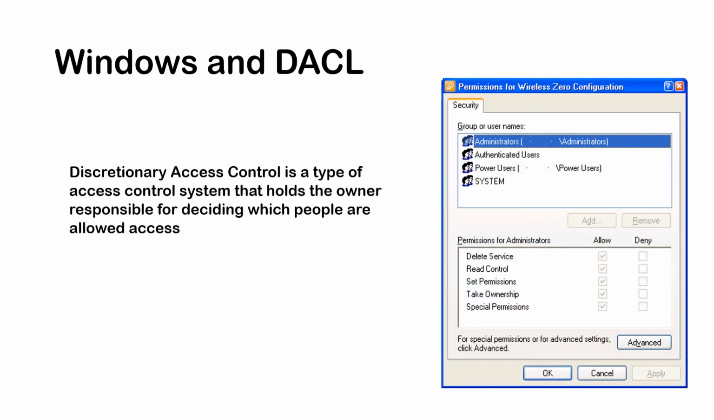In the case of Windows, we use DACL, discretionary access control list. Here, each file will have an access control list that maps users with their denied or allowed permissions. Each user is identified by a token that either maps to an individual or a group of users.